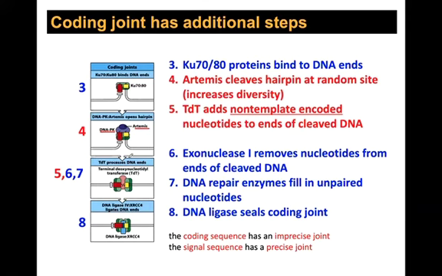The take-home message from this part is that the signal joint, or the signal sequence, has a precise joint. You're absolutely cutting right at the RSS, at the 7-mer of the RSS. For the coding sequence, you have an imprecise joint, meaning you've added nucleotides, you've made it loop over and cut it at a random place. So it makes it random in the joint between a V to J.